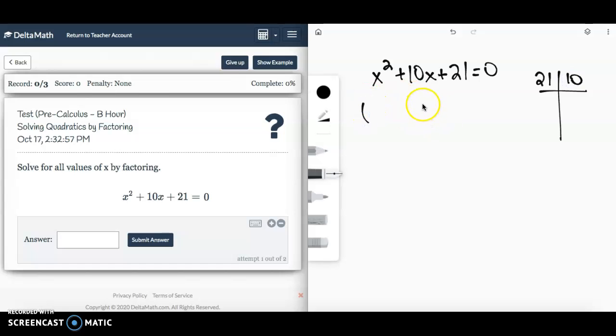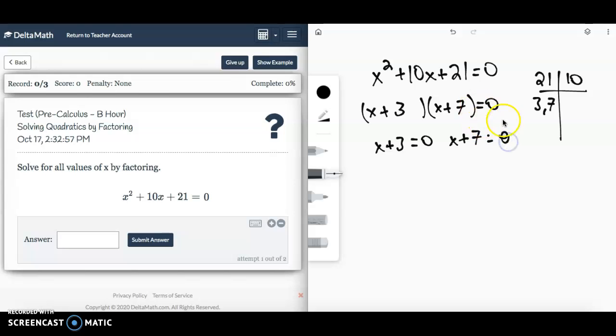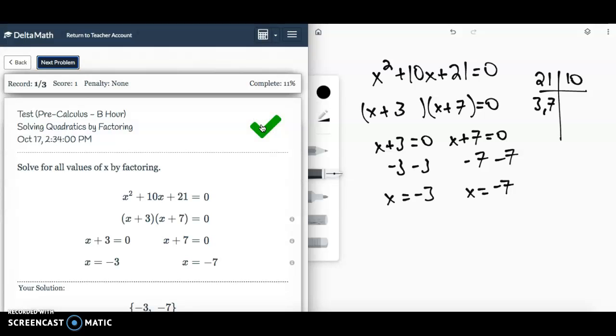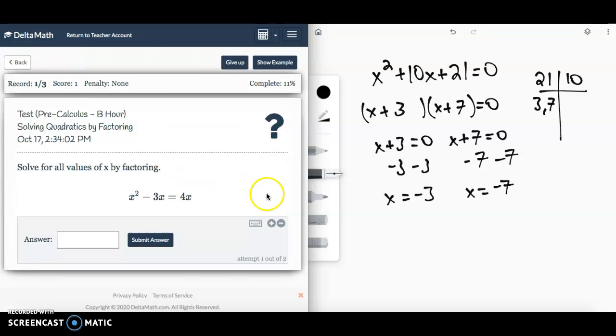So we'd end up with 3 and 7. Yep, that'll do it. X plus 3, x plus 7. And so now I can separately set those equal to 0 and solve. So x equals -3 and x equals -7. Cool. All right, let's do one more of these ones.